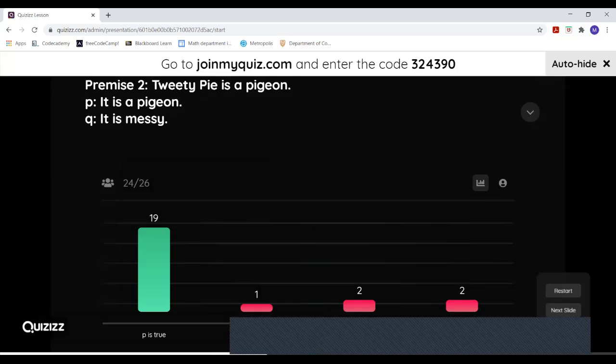But it looks like most of you are answering things correctly. It is definitely a P statement. This says Tweety Pie is a pigeon. It is saying that about them being a pigeon. It is not saying anything about being messy. So it is definitely a P. If it is confirming that Tweety Pie is a pigeon, then P is true. If it said Tweety Pie is not a pigeon, then that would be saying P is false.